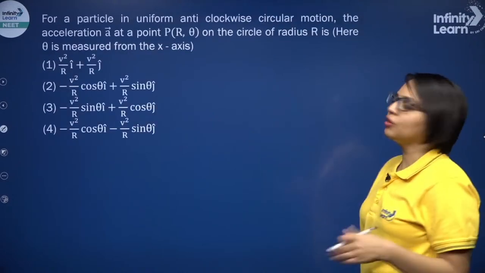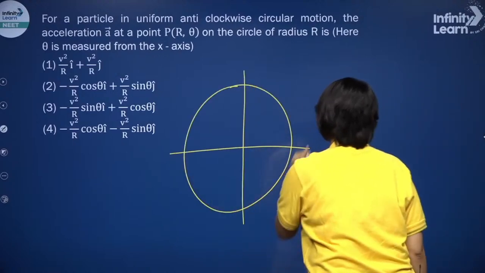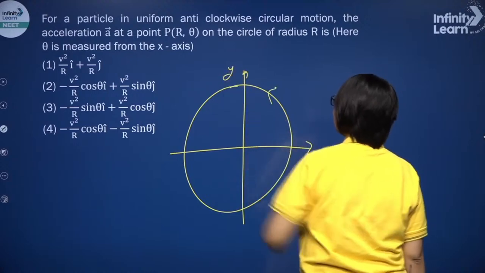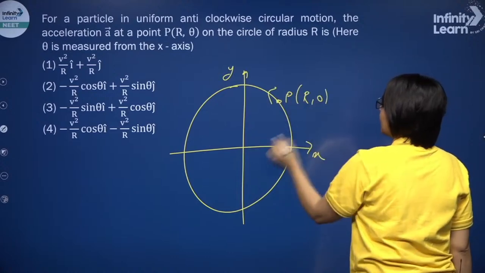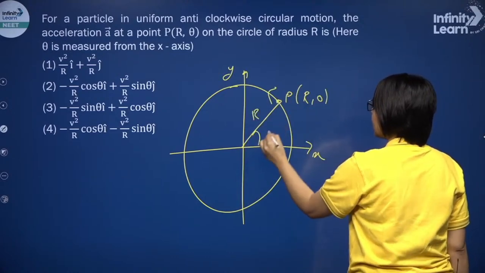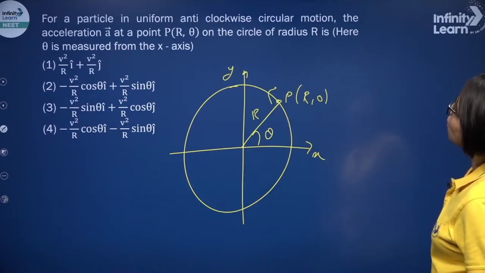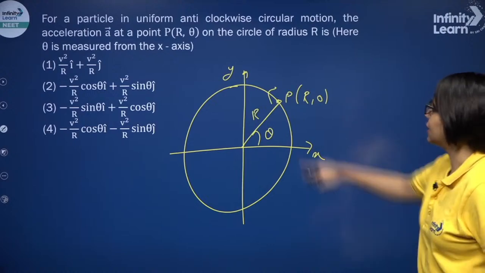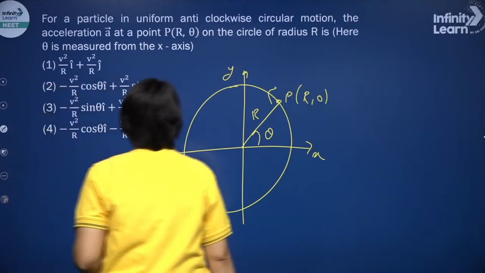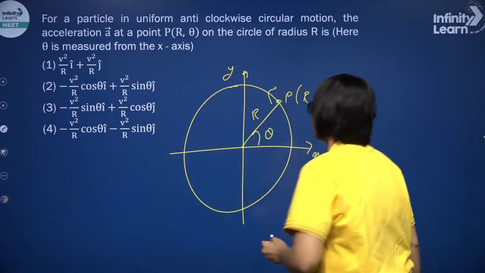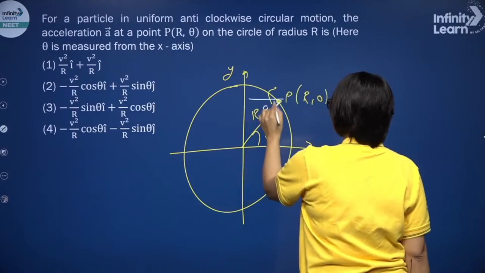Next is, for a particle in uniform anti-clockwise circular motion. So this is, let's say, x-axis, this is y-axis, and circular motion is anti-clockwise, and this is a certain point P, r comma theta. That means this distance is r and this angle is theta. The value of acceleration, a vector, at this particular point is, so at this point it is performing uniform circular motion, it will have only one acceleration, that is centripetal acceleration, which is towards the center, and it is a. So if this angle is theta, then this angle is also theta.